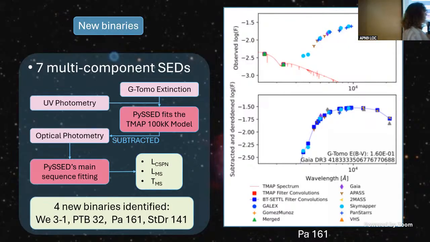Just through visual inspection, we were able to identify some of the sources in our sample as being binaries. And we do a multi-component fit to these. So we fit the UV photometry using the central star, and then we subtract that from the rest of the SED and fit the remaining photometry using PySEDFit's ordinary fitting functions. And that gives us a luminosity of the CSPN, a luminosity of the main sequence star, and a temperature of the main sequence star. I'm claiming that there are 4 new binaries identified here. I received an email on Monday telling me that 2 of them embarrassingly had come up in the list before. So it's actually 2. But I think we are able to add to the strength of the candidacy of the other 2 as well.